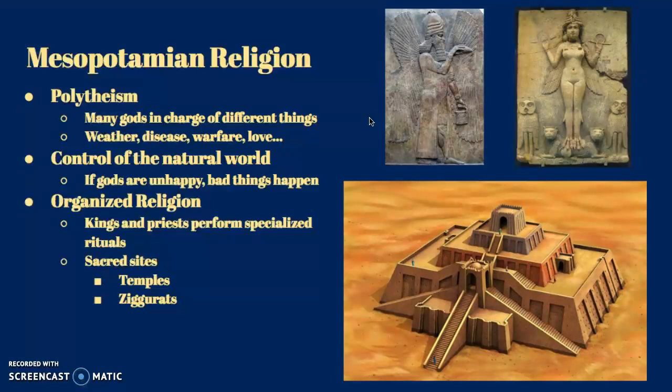The ziggurat was a giant step-shaped pyramid, which you can see right here. And at the very top, there was a house where the god would dwell. And the king was the only one who was allowed to go up there.